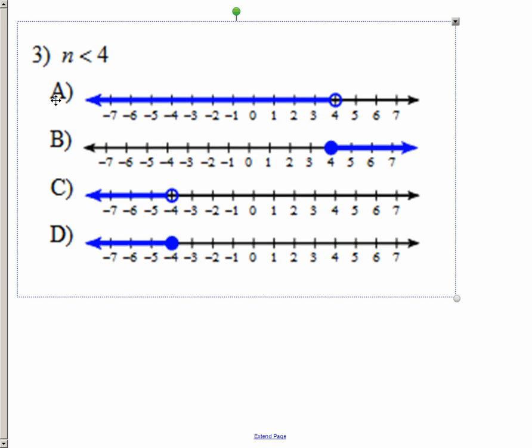Here's number 3. N is less than 4. Because it's less than and it doesn't have the equal to sign, it's going to be an open dot. So it's not B, and it's not D. N is less than 4. Well, here's a 4, and 3, 2, 1, all of these are less than 4. It looks like it'll be A, but let's check here.